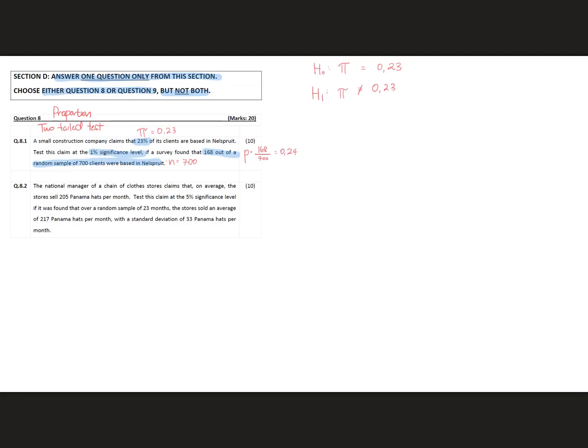And again here, it would be beneficial for you to write down that this is a two-tailed test because there are generally marks allocated to this. So you've written down that it's a two-tailed test and you've written out your hypotheses as well.